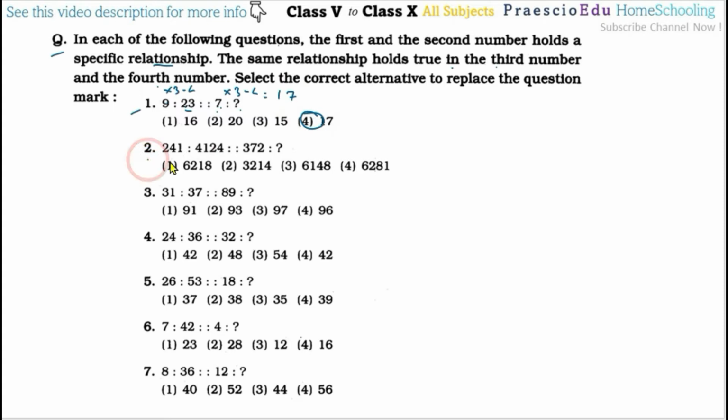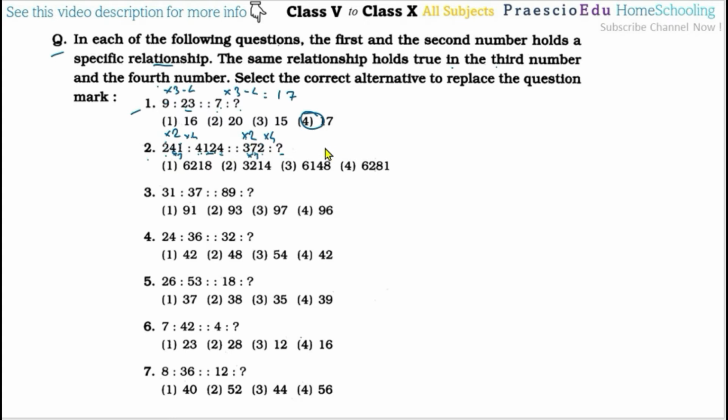Now question number 2: 241, 4124, 372, and then question mark. So here we have to do multiplication digit by digit: 2 multiplied by 2, then 4 multiplied by 3, and 1 multiplied by 4. So 2 multiplied by 2 is 4, then 4 multiplied by 3 is 12, then 1 multiplied by 4 means 4. So with these digits sequentially, the number formed is 4124. Likewise, 3 multiplied by 2, then 7 multiplied by 3, and 2 multiplied by 4.